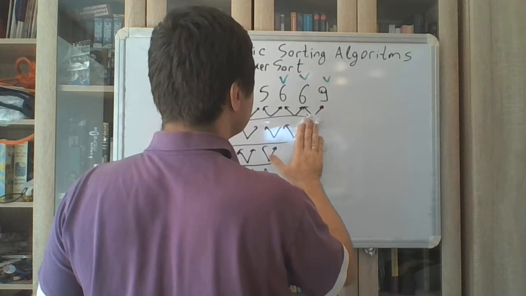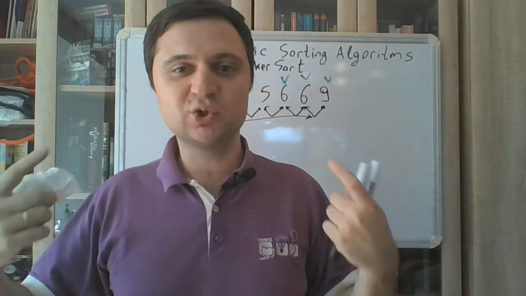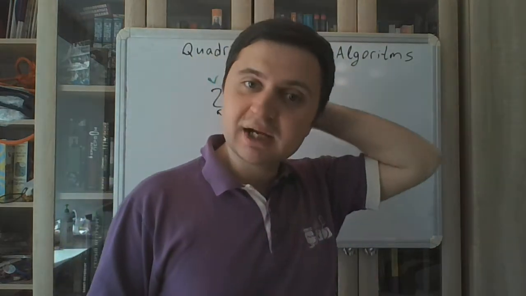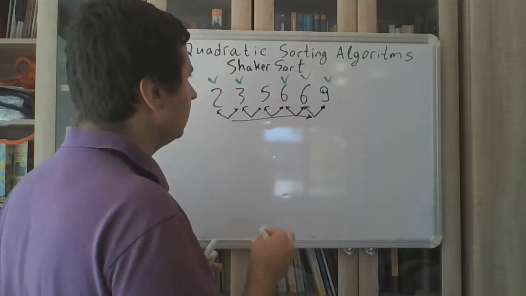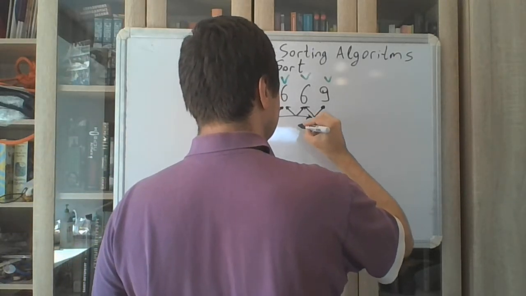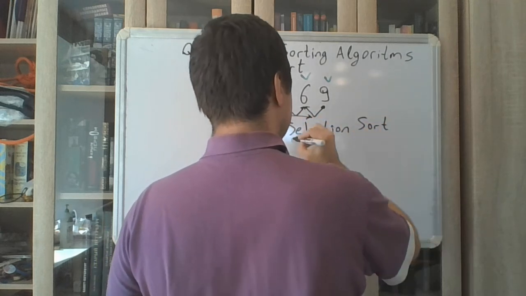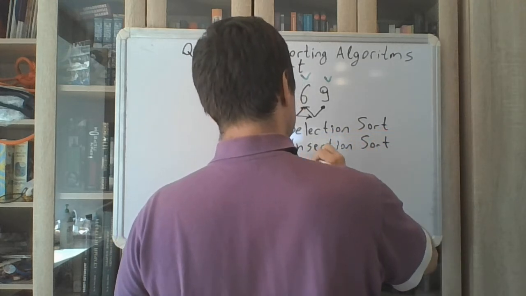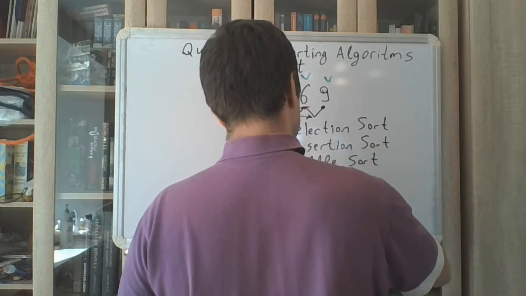Now let's recall all the sorts that we have learned today, and check one of the properties that I definitely want to teach you during this lecture. So we have learned first selection sort, then insertion sort, then bubble sort, and then shaker sort.